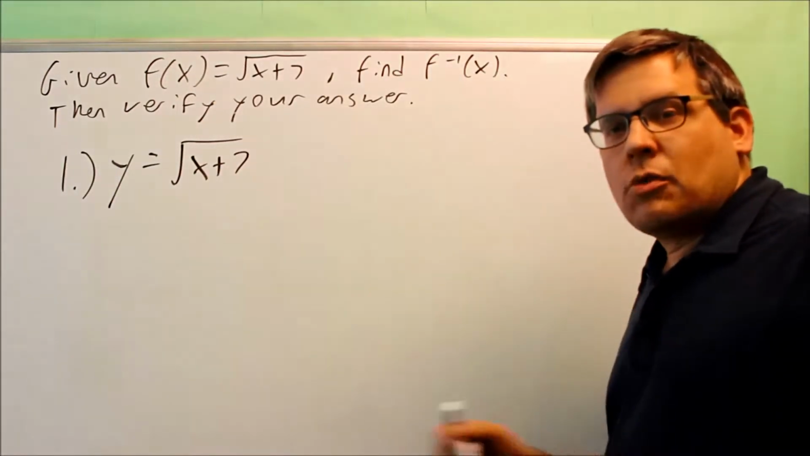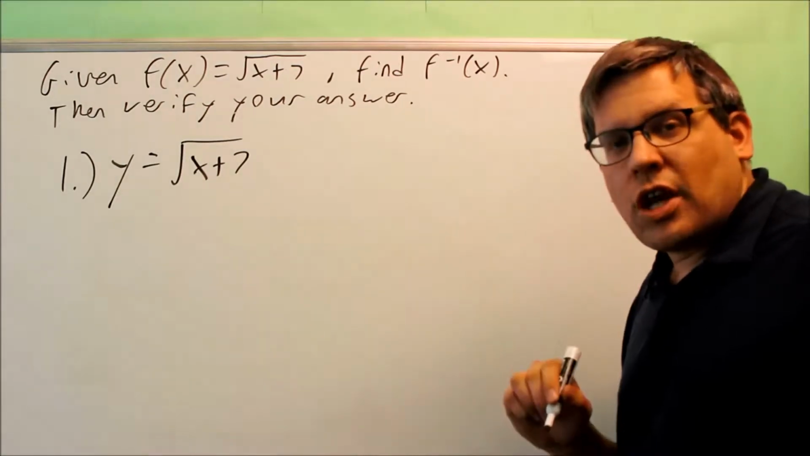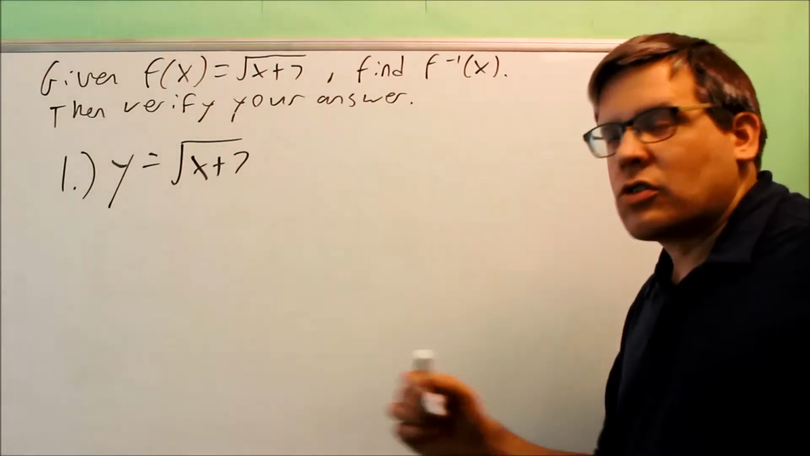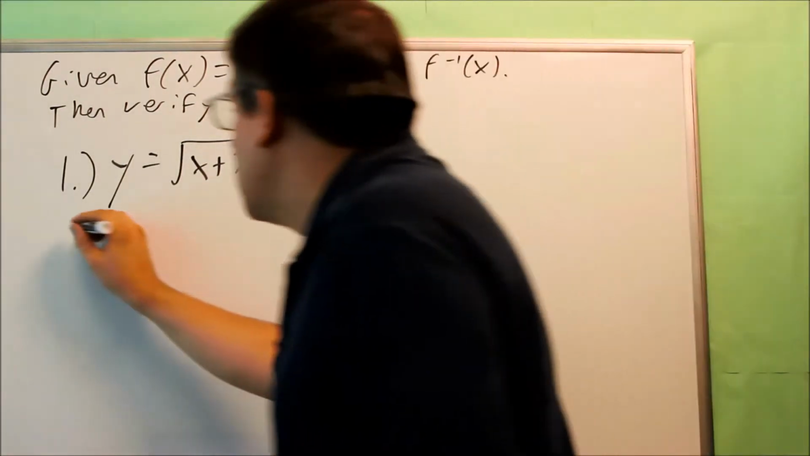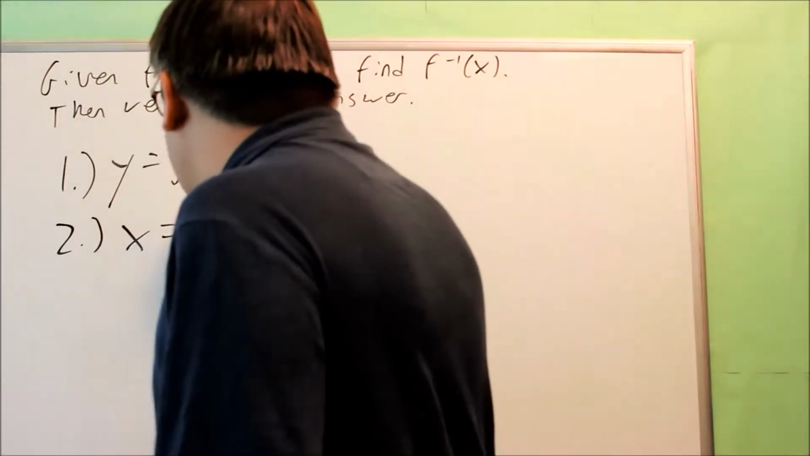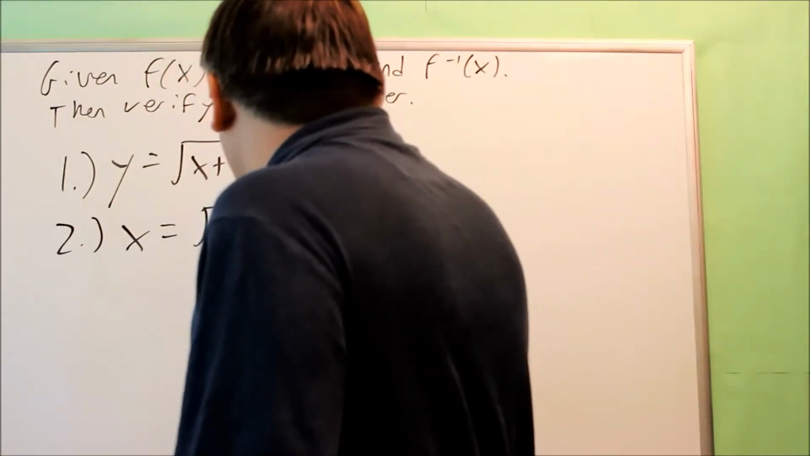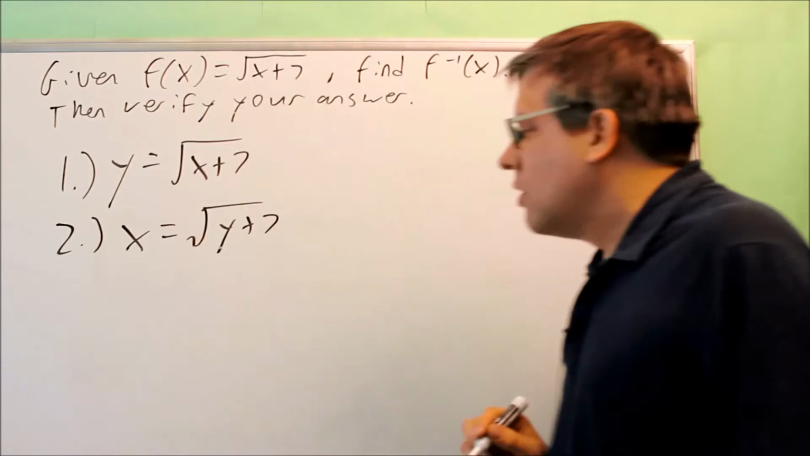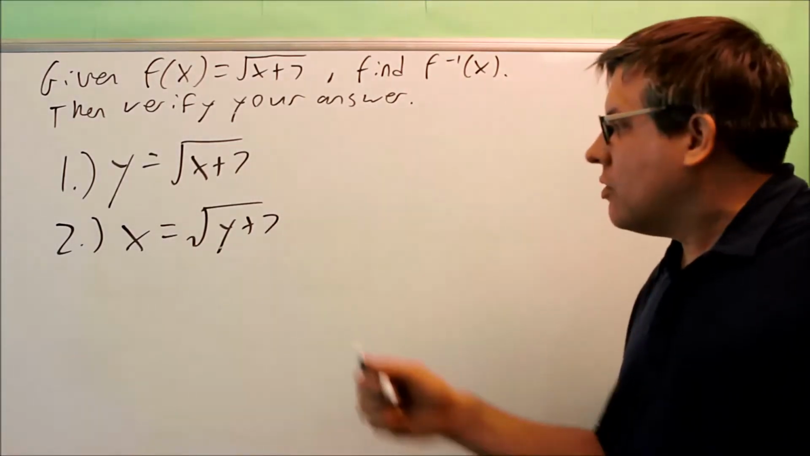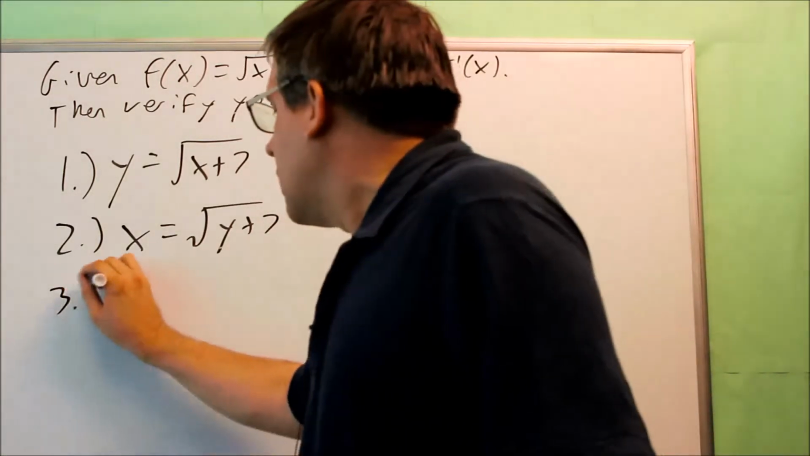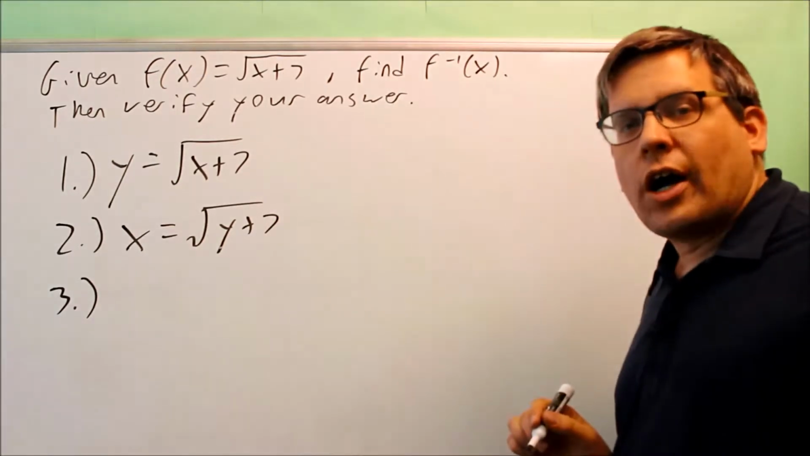Step number 2, the most important step: you need to switch x and y. That's our definition of an inverse. Our x's and y's are actually switched for each other. So I have x equals the square root of y plus 7. Okay, so next, for step 3, I have to solve this for y.